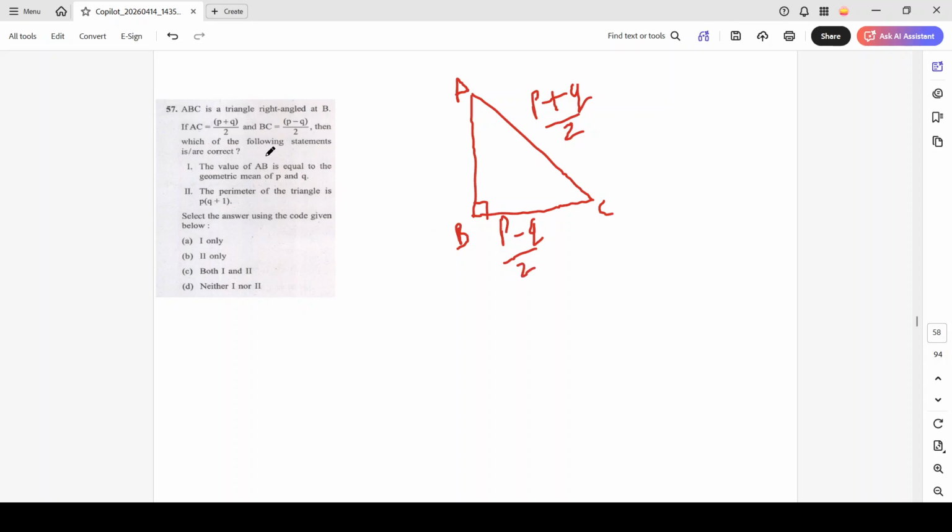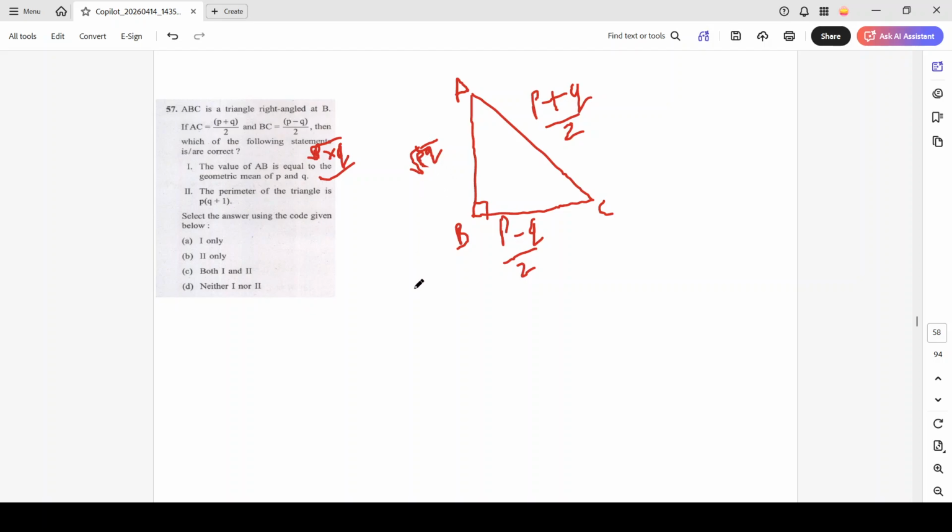Now we see which of the following are correct. First of all, it is finding out the value of AB is equal to the geometric mean of P and Q. What is geometric mean? The geometric mean of two numbers is the square root of the multiplication of those numbers. That means this is saying that AB is root PQ. If we take it as right and put the Pythagoras theorem in this triangle, does it satisfy? If it is satisfied, that means this statement will be true.